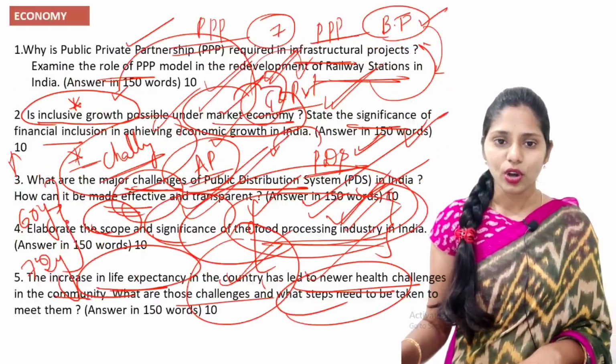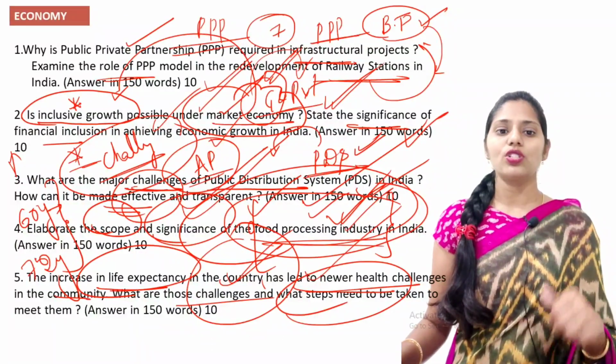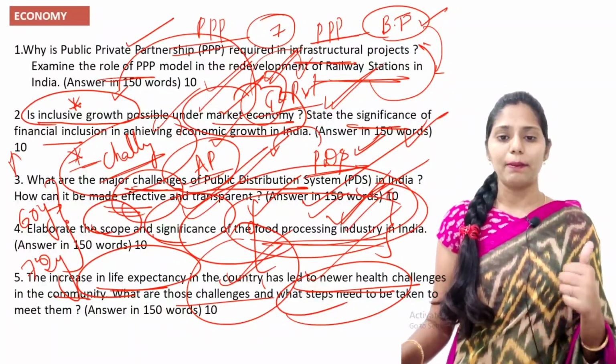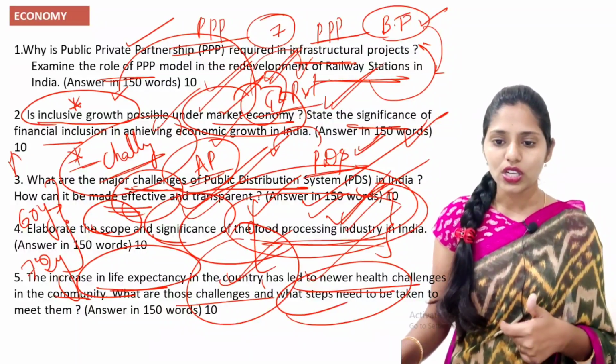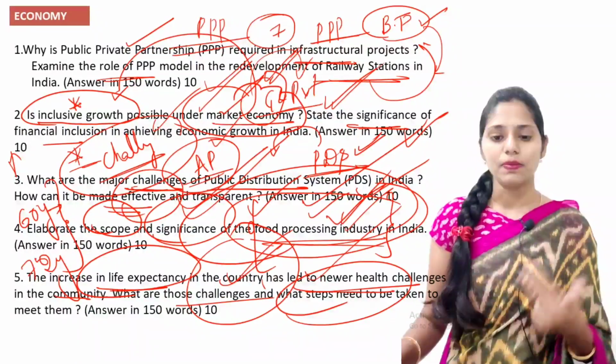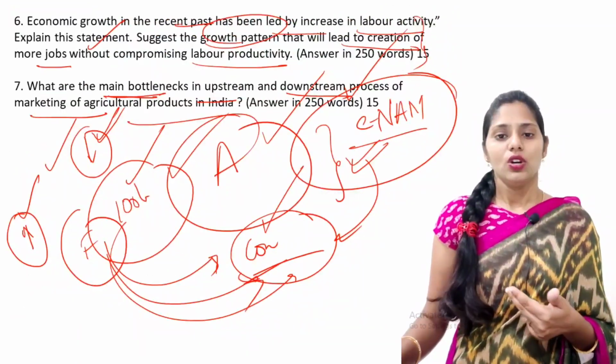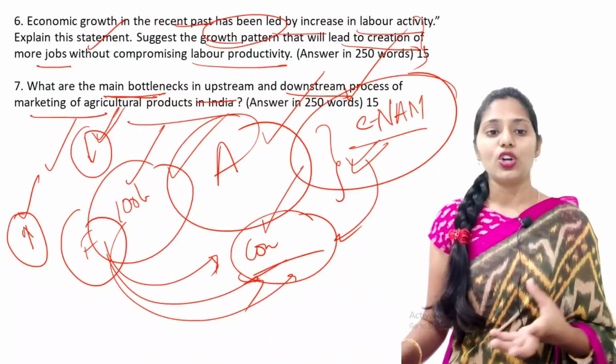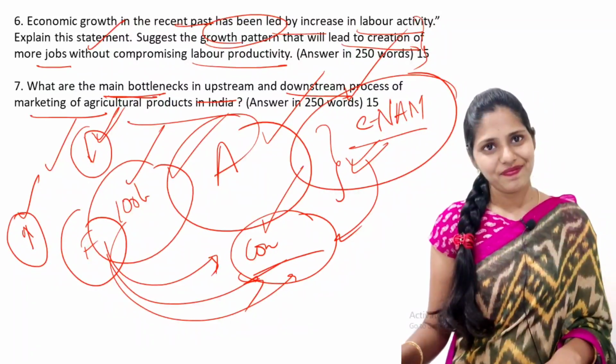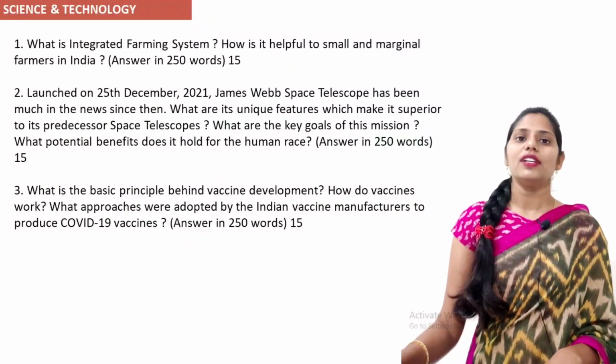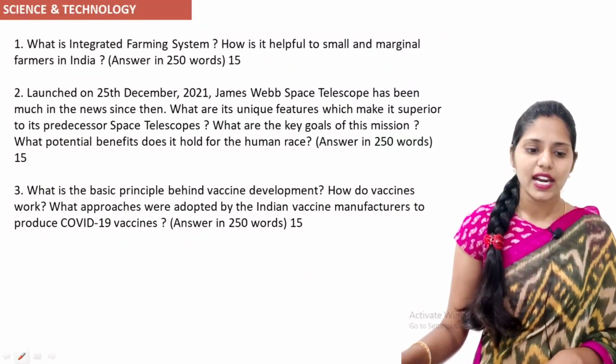And what are the important topics where it is focused? It focused mostly on current events like public-private partnership. It focused on food processing industries, public distribution system, burden on the government, economic growth, and also the budget. So now let us see the second area, that is science and technology.